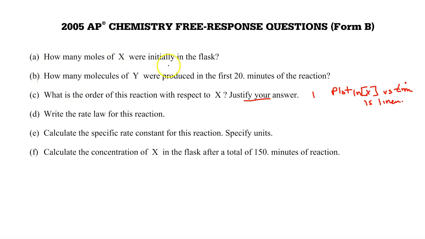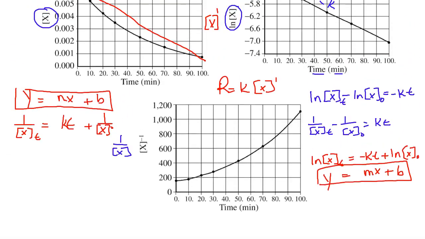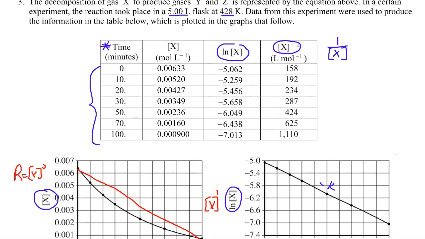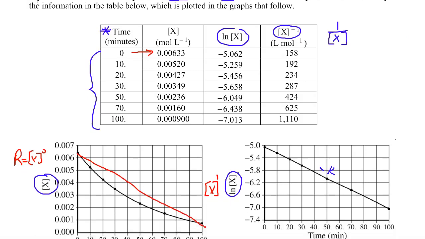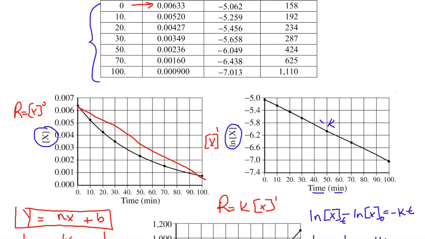Okay, but let's go back to question A. How many moles of X were initially in the flask? So now we're getting a little stoichiometry. So again, this is a different kind of question. This is not an experiment in terms of seeing how the initial concentrations change. All they're showing you is over a time period how the values of X are going down. So at the initial time 0, we have 0.00633. Let's do that math down here.